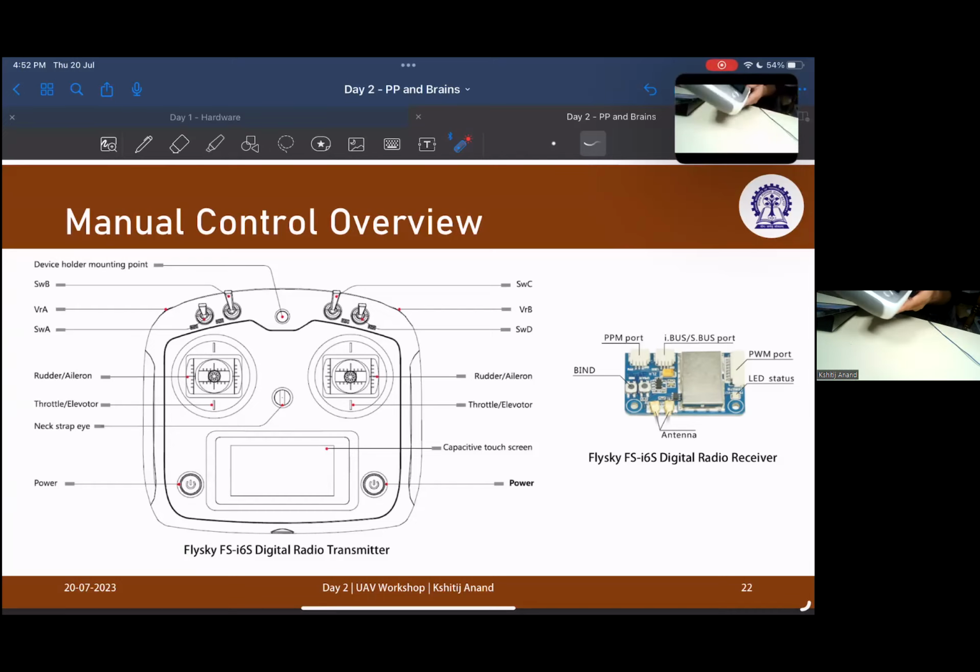So this is the FS-i6, FlySky FS-i6. This is available at the MN Faruqi Center. If any one of you wants to work on drones or on RC cars or RC rovers, this is a really nice advanced transmitter available at the MNFIC Tinkering Lab. So I'll just switch it on.